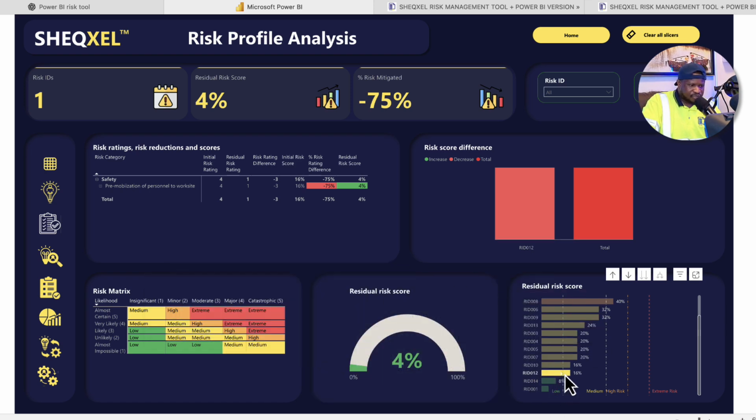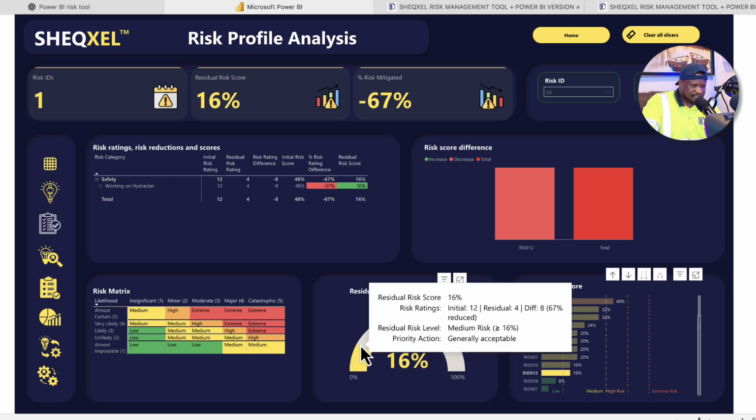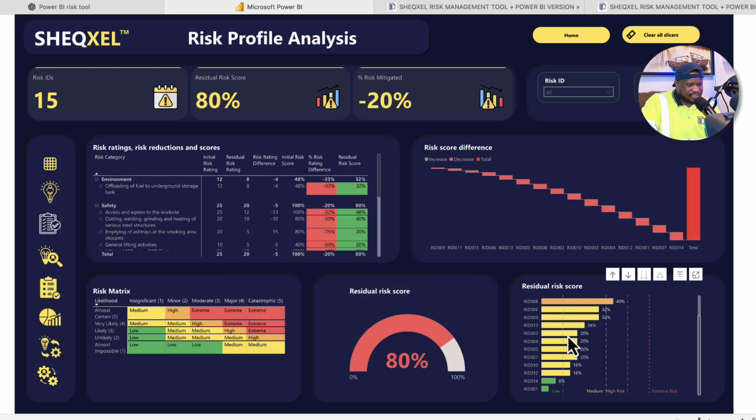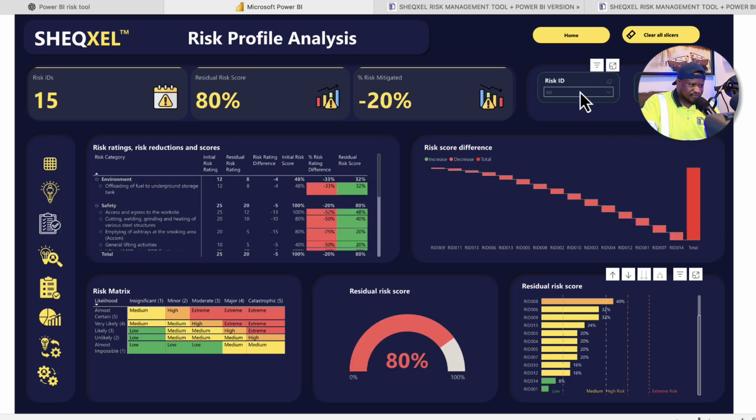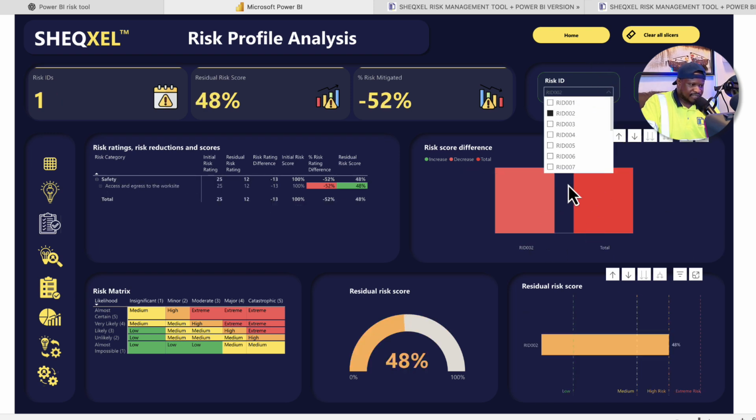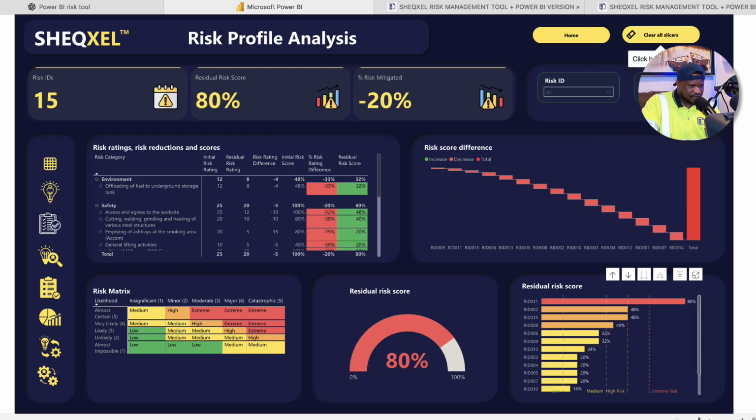But when we move on to this medium, the color changes. You put a tooltip on it. It tells us the initial risk was 12, the residual risk was 4. There's a reduction of 67%. That is above the minimum threshold of 16%. And for that reason, it's generally acceptable. So these colors actually vary across the various levels of risk, as you can see. All right, you can actually filter by risk ID like this to have a proper understanding of what the risk profile is. You can actually clear the filter like this.